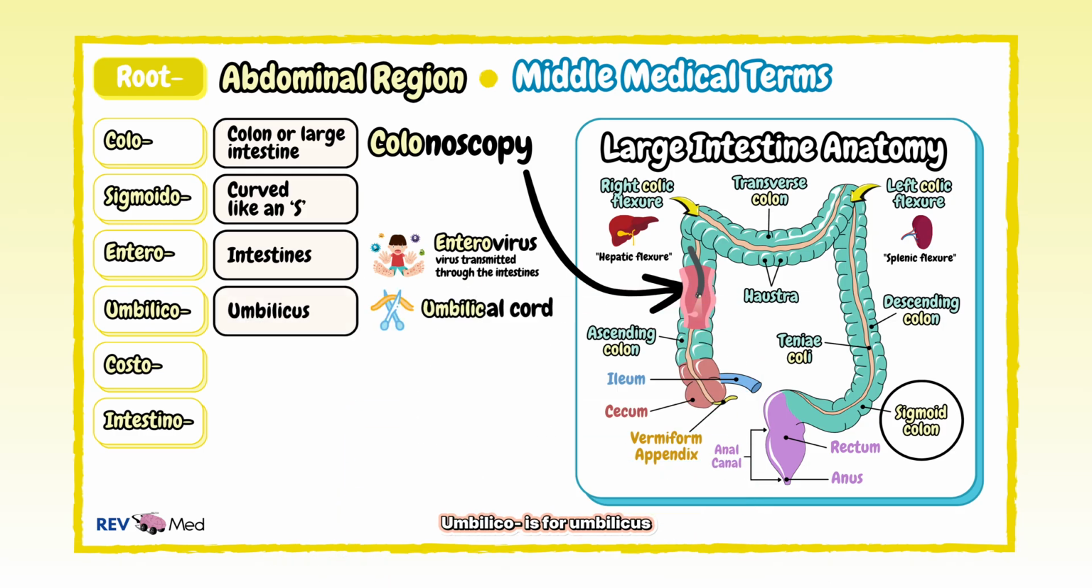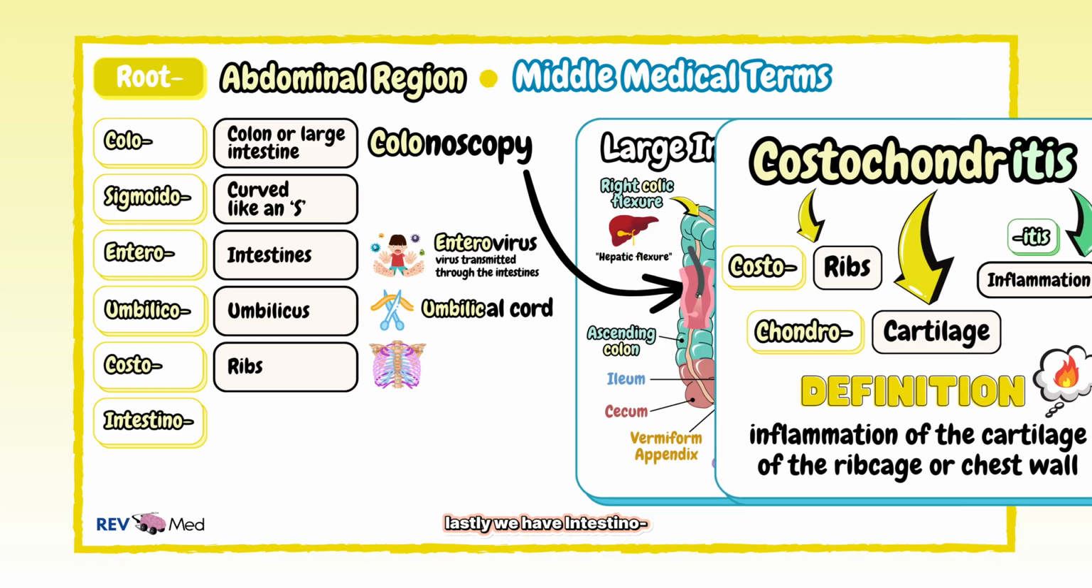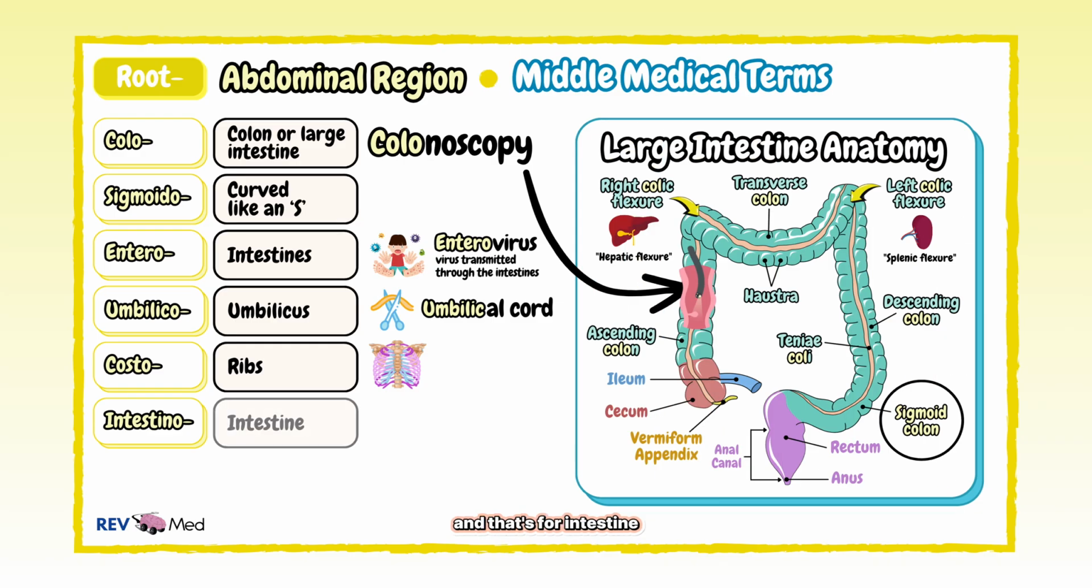Umbilical is for umbilicus, think umbilical cord, and costo is for the ribs. Costochondritis is a great word to test what we already know. Costo, ribs, chondro for cartilage, and itis for inflammation. Therefore, this is an inflammation of the cartilage of the rib cage or even chest wall. Lastly, we have intestinal, and that's for intestine.